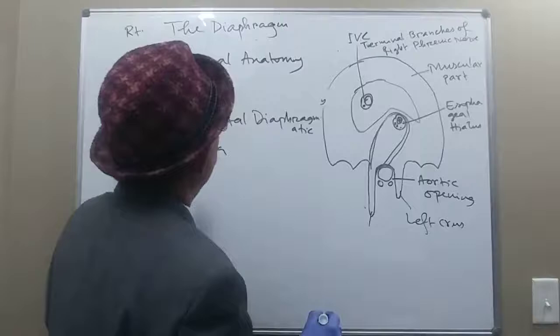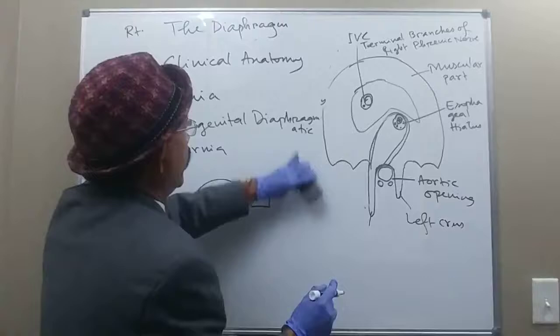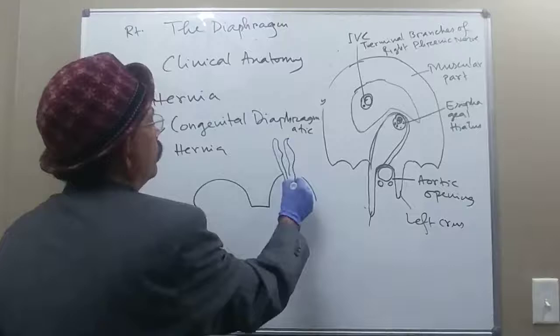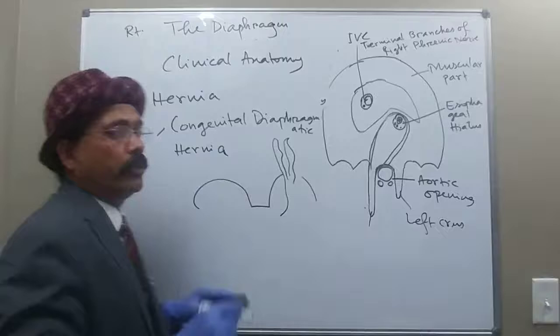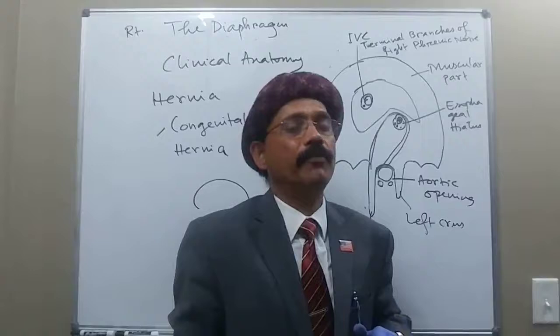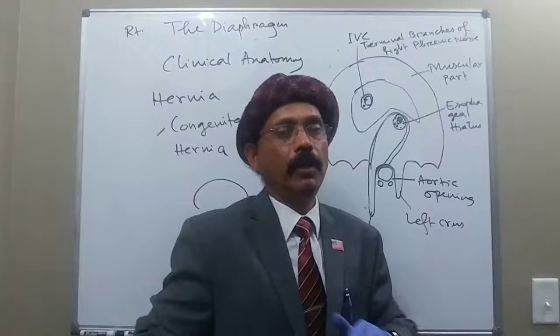So this is the diaphragm, there may be a gap here, so intestine will go to the thorax. Congenital diaphragmatic hernia. It is usually in the posterolateral aspect of the left dome of the diaphragm. Why does this happen? Because the left dome is formed later than the right dome of the diaphragm. On the right side, we also have protection by the large right lobe of the liver.